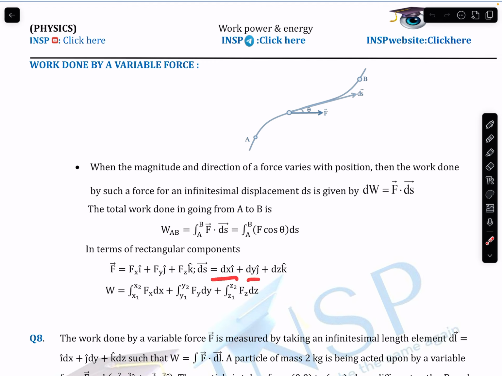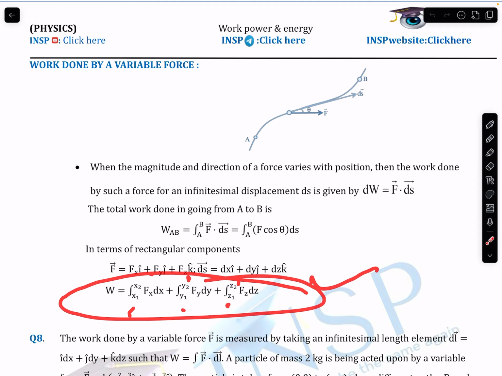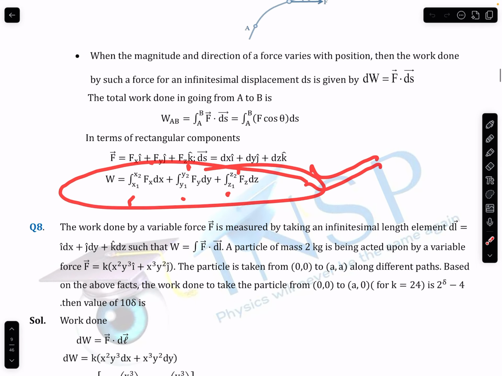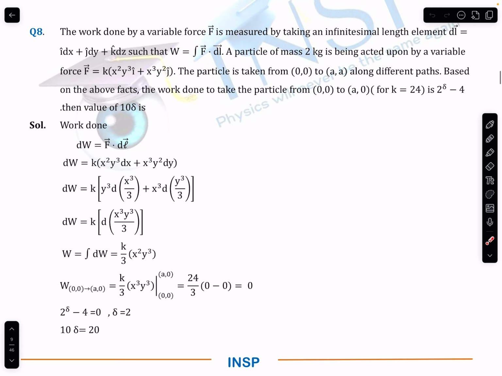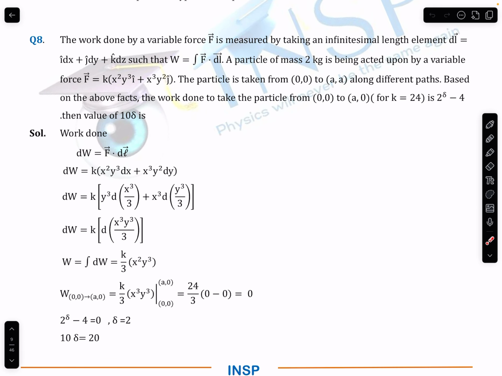dx i cap plus dy j cap plus dz k cap. So W will become integral of F dot ds, integrating x1 to x2, y1 to y2, z1 to z2. This is how we are going to calculate this. Now one question is given, and purposely it is taken on an exact differential. There is a variable force F, and dl length is given.